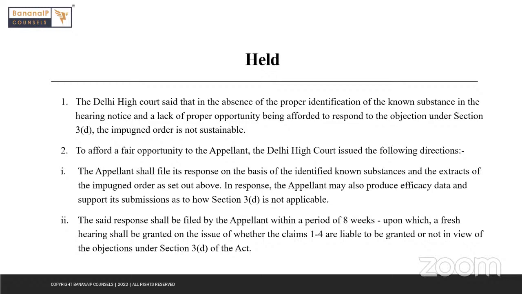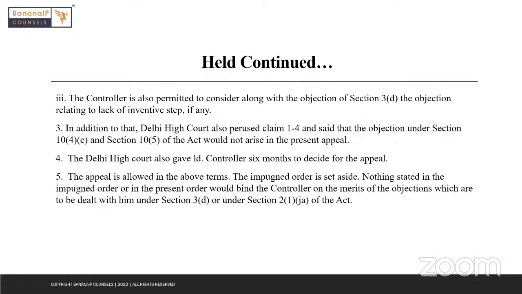In response, the appellant may also produce efficacy data and support its submission as to how Section 3D is not applicable to their invention. The second direction was that the response shall be filed by the appellant within a period of 8 weeks, upon which a fresh hearing notice shall be granted on the issue of whether claims 1 to 4 are liable to be granted or not in view of the objection under Section 3D of the Act. Number 3, the controller is also permitted to consider, along with the objection under Section 3D, the objection relating to lack of inventive step, if any.